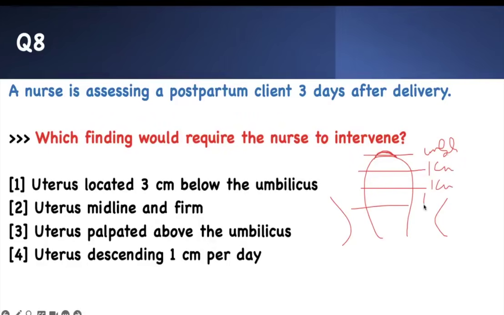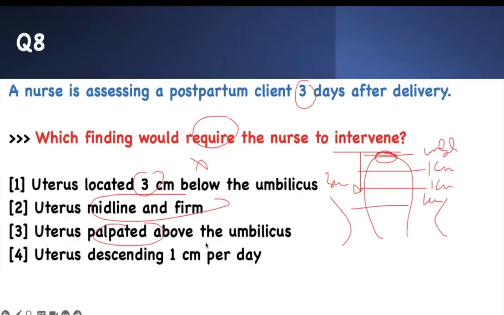It keeps on going down 1 centimeter. So after 3 days, it should have gone down 3 centimeters below the what? The umbilicus. And that's your right answer. Uterus is located 3 centimeters below the umbilicus. You don't need to what? Intervene. Uterus is firm and midline. You don't need to intervene. We want it to be contracted and in the middle. If it's boggy and it displaces, we have a problem.